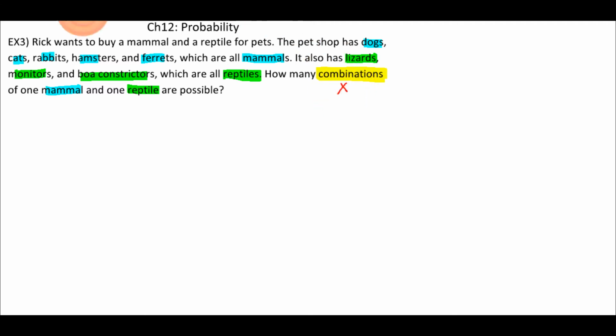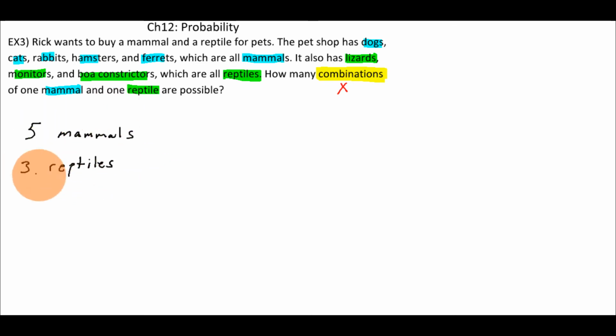We've got to ask ourselves, how many mammals do we have? So we have 1, 2, 3, 4, and 5 mammals. Let's go ahead and write that down. So we have 5 mammals. Also, how many reptiles are there? Well, there are 1, 2, 3 different types of reptiles. So 3 reptiles.